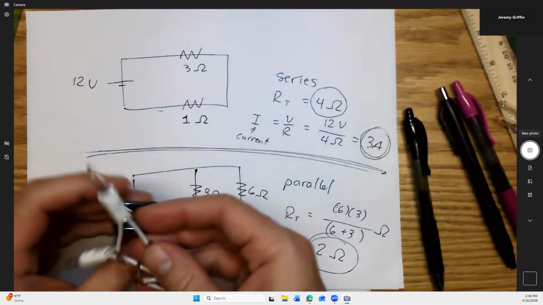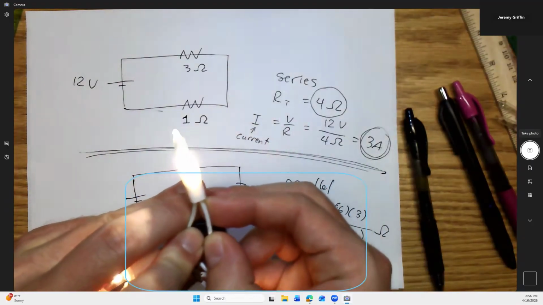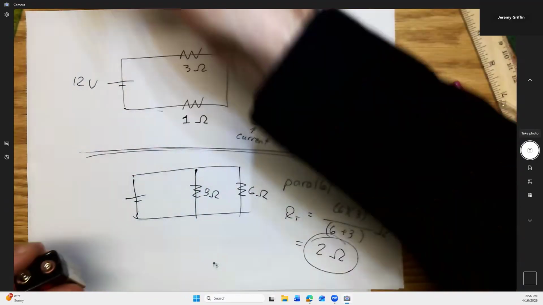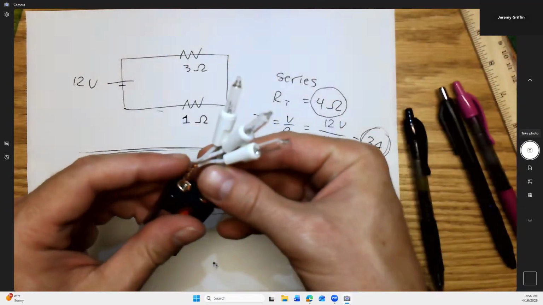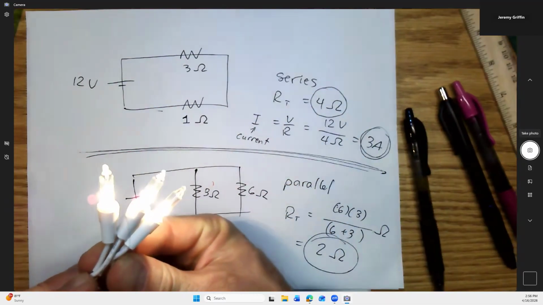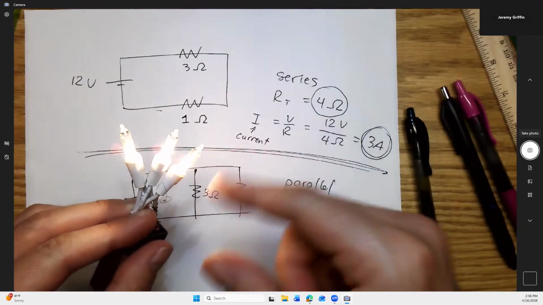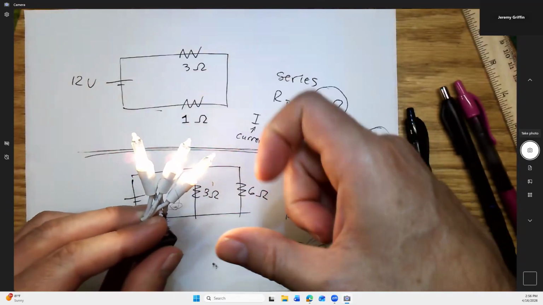So I have one bulb connected to the battery. Pretty bright, right? If I do 3 in parallel, now each individual bulb is as bright as the original one was. Guys, if I attach a fourth one, doesn't that one also light up super bright and these stay as bright as they were?